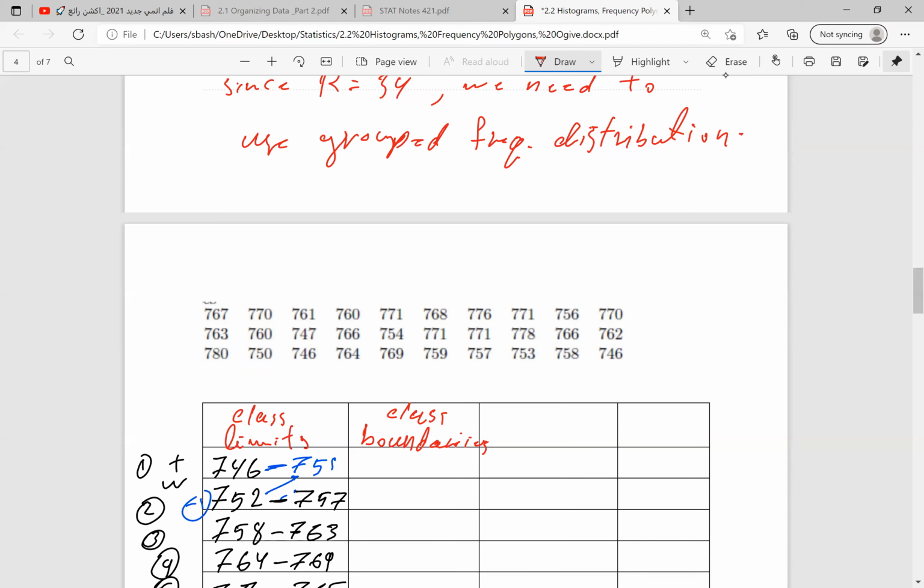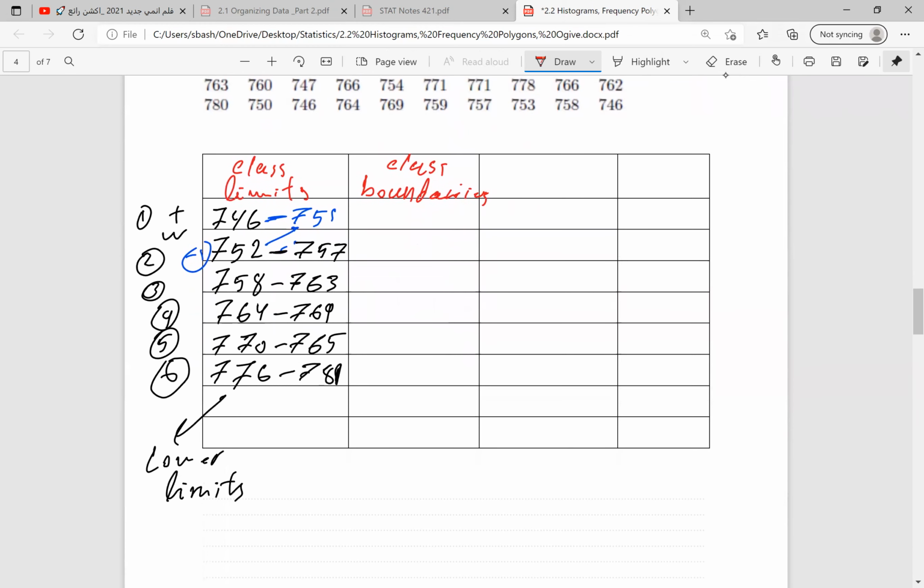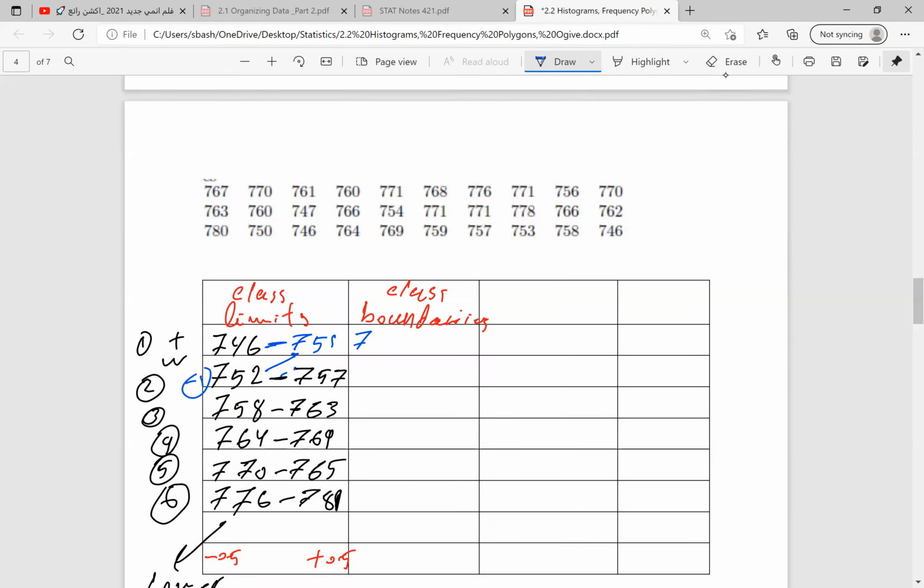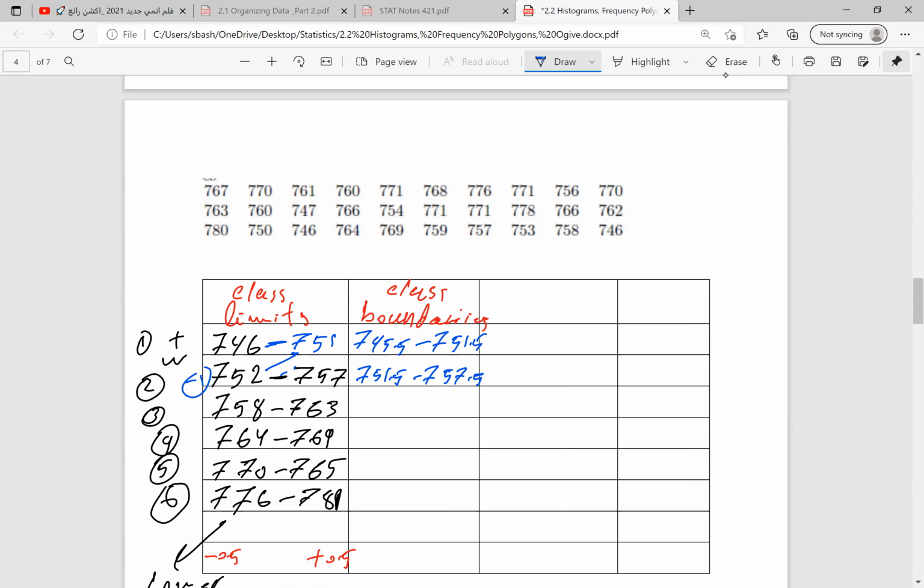Class boundaries. To find the class boundary, we said to take 0.5 from the lower limit and add 0.5 to the upper limit. So the class boundaries will be 745.5 to 751.5. Next one will be 751.5 to 757.5.